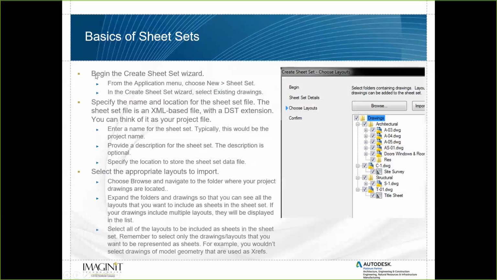So what we're going to do is begin the sheet set wizard. From the application menu, you choose New Sheet Set. In the Create Sheet Set wizard, select your existing drawings. You can browse out to a directory. Once you select that directory, it will populate with all the drawings in there that have layout tabs that have geometry in them, with or without title blocks. And you specify the name and location of where you want to save the sheet set file. The sheet set file is an XML-based file, and it has a DST extension. You enter the name of the sheet set, you provide a description if you want, it's optional, and you specify the location to save it.